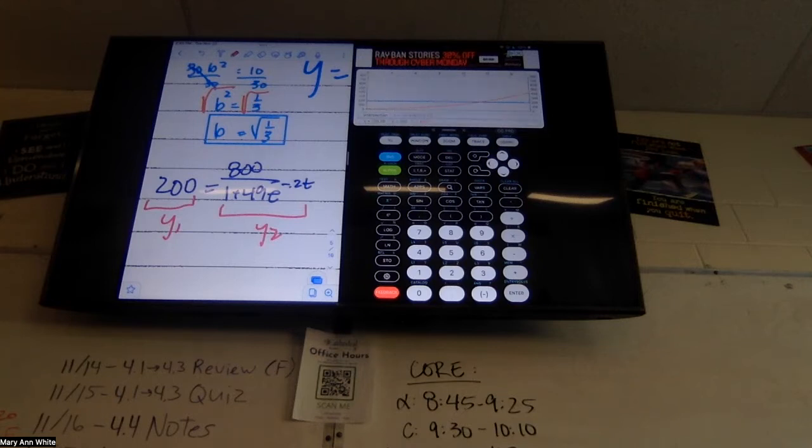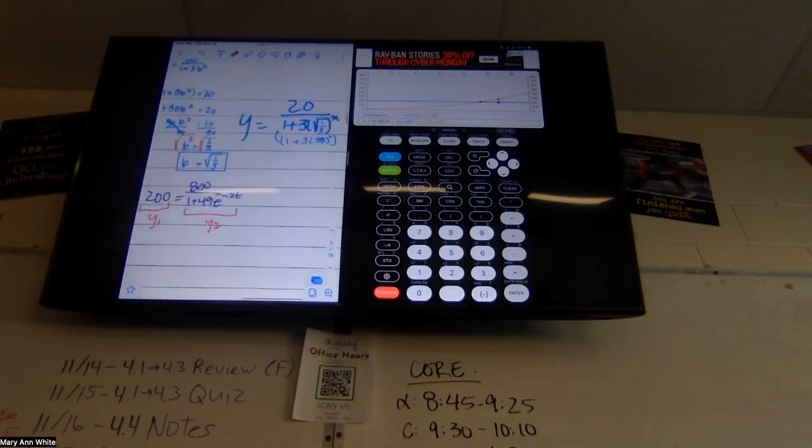Oh, but I see it. Graph, I see my point of intersection. So I'm gonna go second, trace, intersect, left bound, right bound, enter. My intersection is at 13.96, which is about t equals, we'll call that 14 days. My x value is the t, and we know t is time. And in this equation, time is in reference to days.